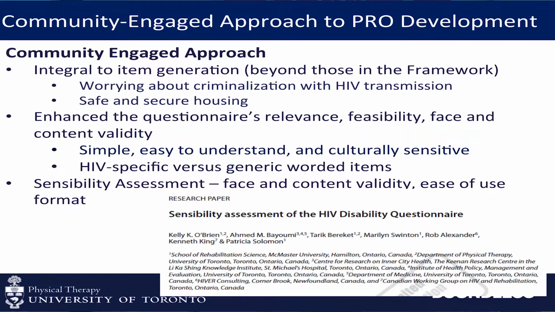The community-engaged approach was really integral to item generation, and members of the Community Advisory Committee actually generated a couple of items that weren't captured in the framework. In particular was one item around worrying about criminalization with HIV transmission, which was particularly pertinent to us in Canada, and the ability for individuals to ensure safe and secure housing. So these were a couple of items that we added to the questionnaire, not included in the framework. This community-engaged approach enhanced the questionnaire's relevance, feasibility, face, and content validity.